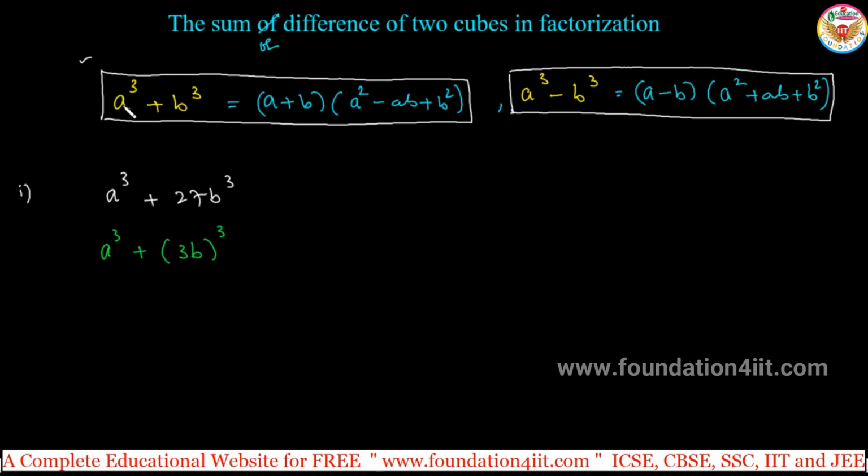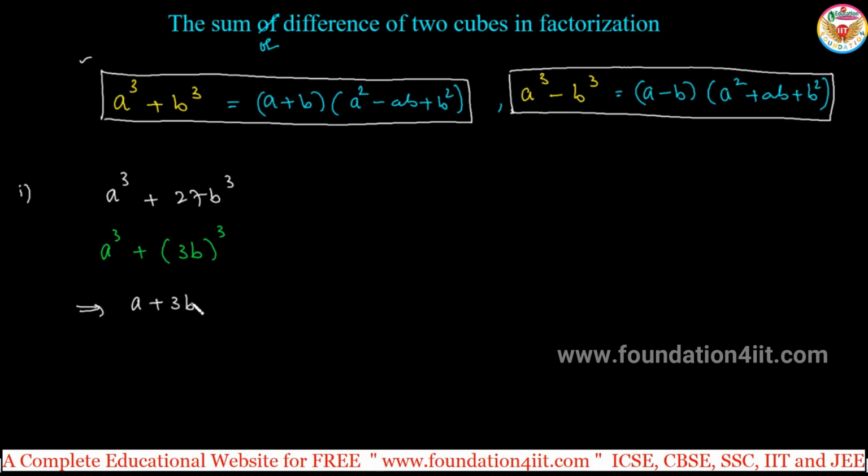That means instead of b, 3b is there. And then the first term a plus b, that means a plus 3b is one of the factors. Again a square minus ab plus b square, because if you simplify this, you'll get the same.